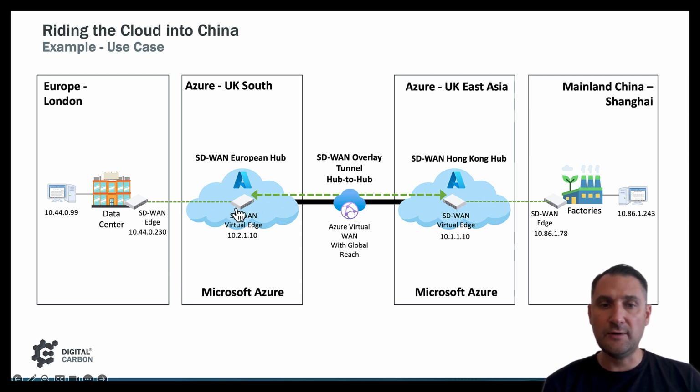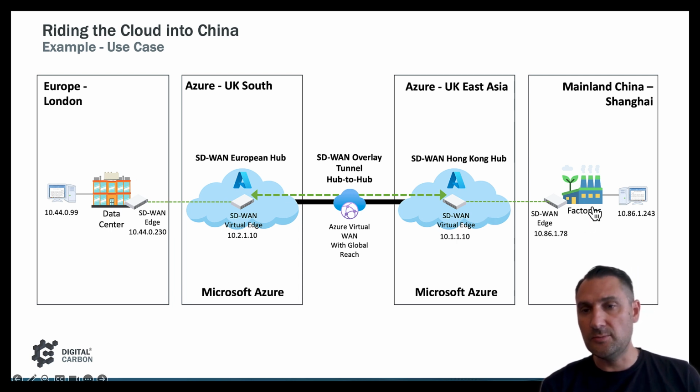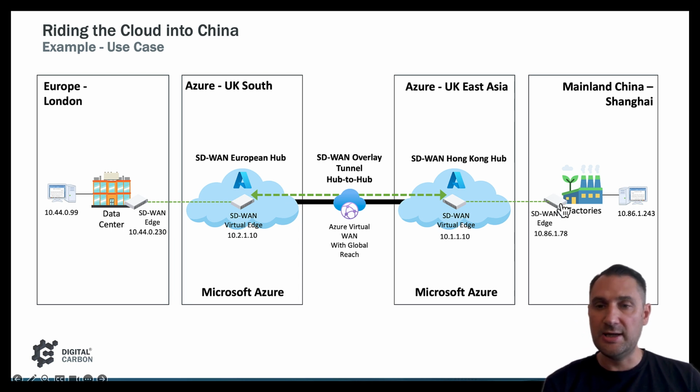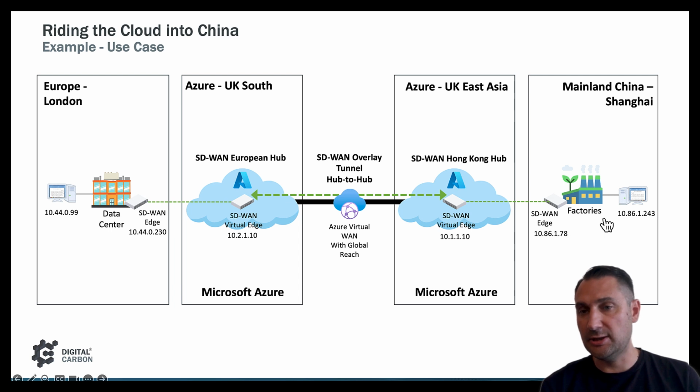Additionally, we have our branch to hub site tunnel from our London data center, and also from our mainland China Shanghai SD-WAN edge to our branch to hub site connectivity. And from now, we should have connectivity all the way through from our London data center to our site in Shanghai.